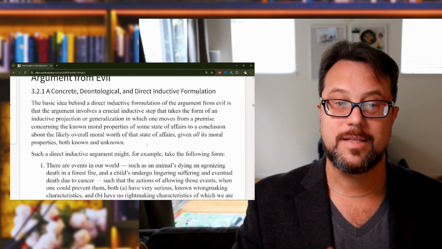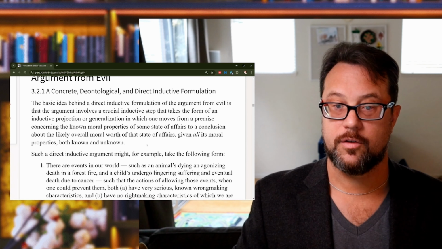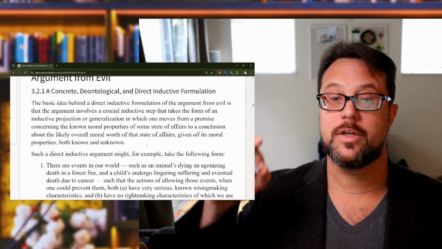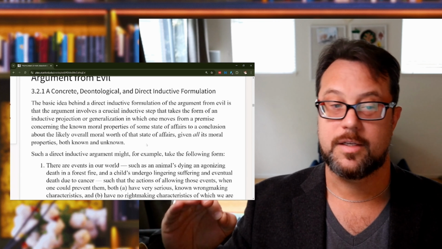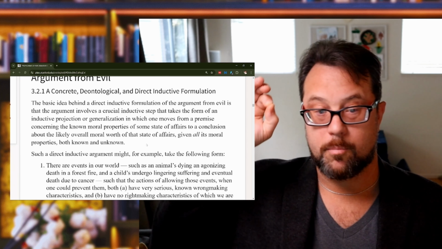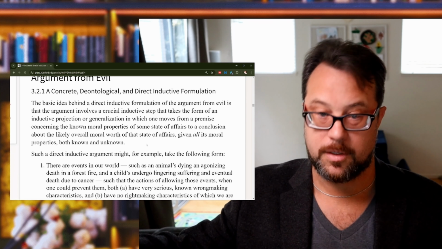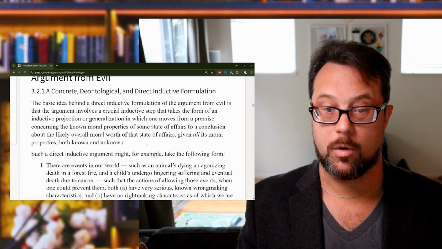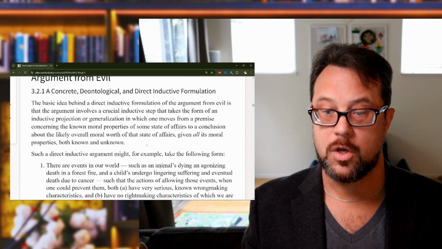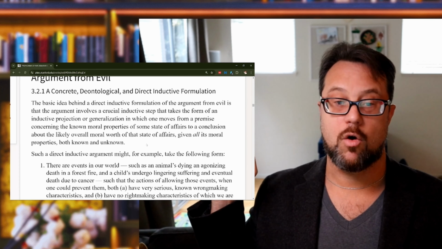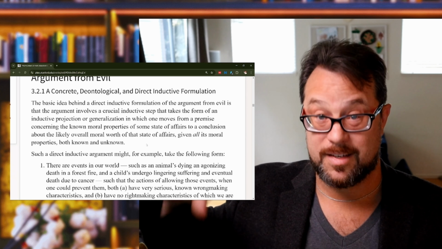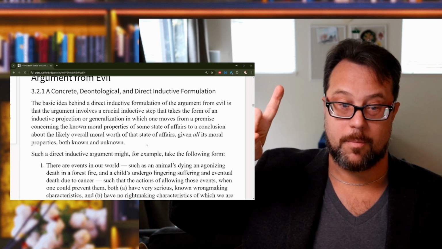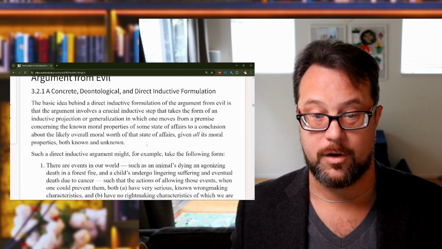So the basic idea behind a direct inductive formulation of the argument from evil is that it involves a crucial inductive step that takes the form of an inductive projection or generalization, in which one moves from a premise concerning the known moral properties of some states of affairs to a conclusion about the likely overall moral worth of that states of affairs, given all its moral properties, both known and unknown.